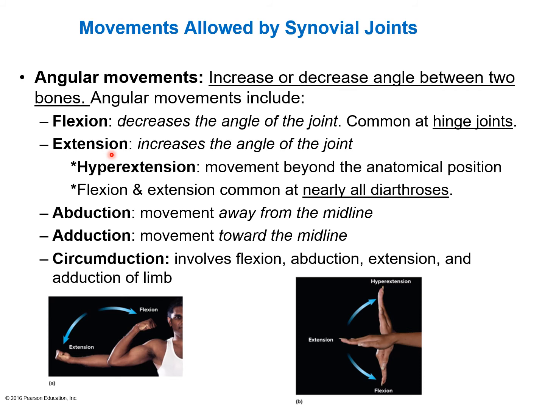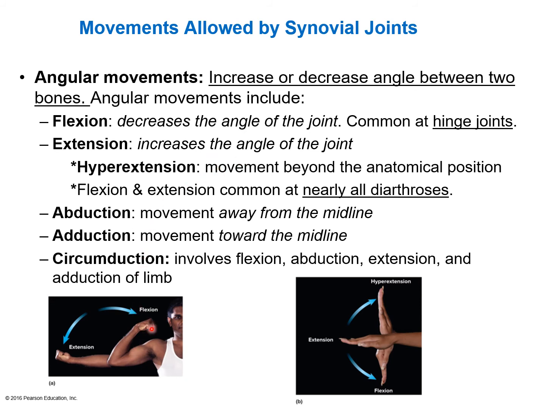Extension is the opposite, and you'll notice that with these angular movements, there's typically going to be an opposing action. For every action, there is an opposing action for most of these movements. So the opposing action to flexion is extension. Extension is the opposite of flexion. So here we have an increase in the angle of the joint. You should know these definitions for flexion and extension. That might be how your question is phrased. So extension is going to be an increase in the angle of the joint.